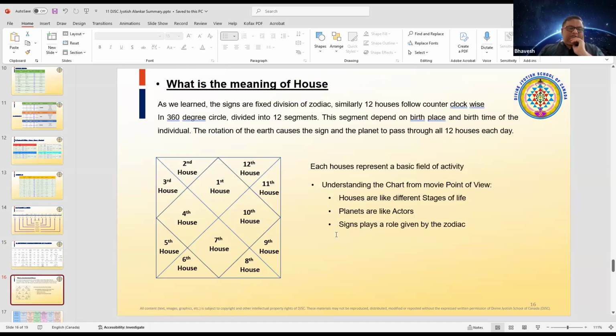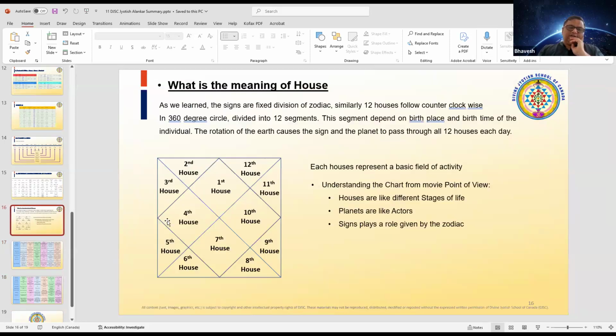Moving on to the houses, there are 12 houses we discussed earlier. And each house has its own characteristics. Same way, like we saw the characteristics of rasis, the categorization of rasis, the characteristics of planets, we have the same way all the 12 houses represent different characteristics of each house.